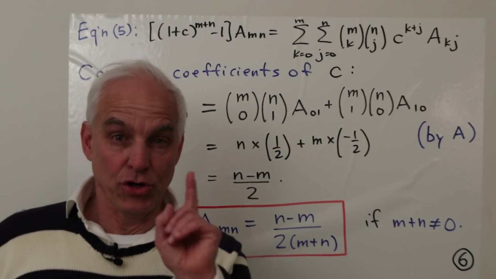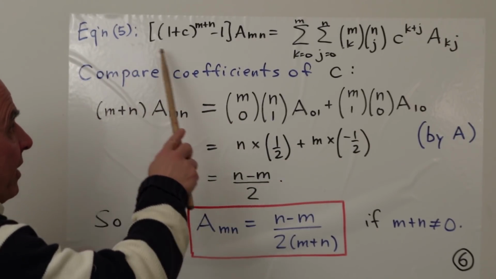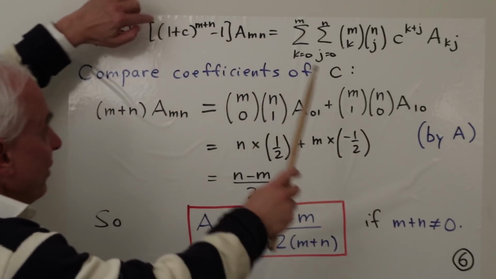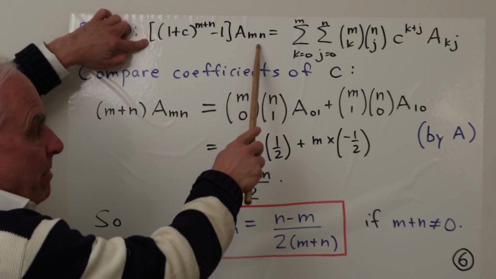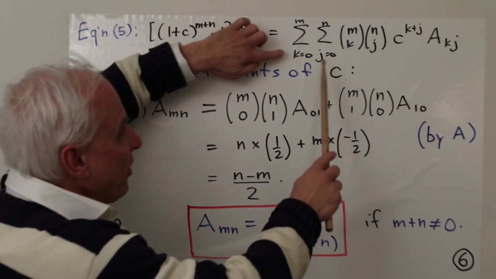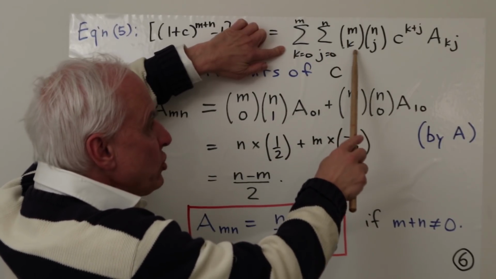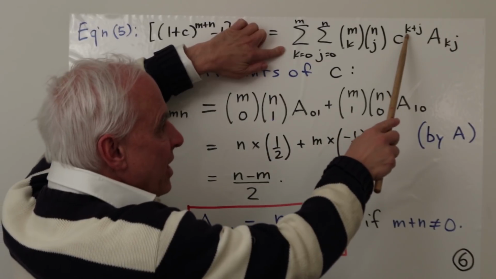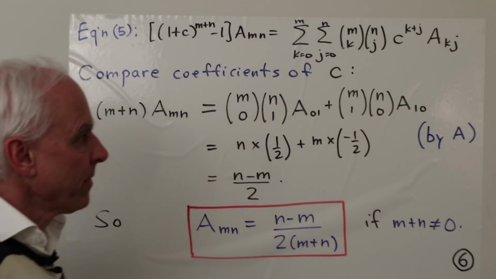All right, so now let's return to the general situation. Here's our equation 5: a polynomial in c equals another polynomial in c. This one is 1 plus c to the m plus n minus 1, times a sub mn. And this one is the summation k equals 0 to m, summation j equals 0 to n, m choose k, n choose j, c to the k plus j, times a sub kj.